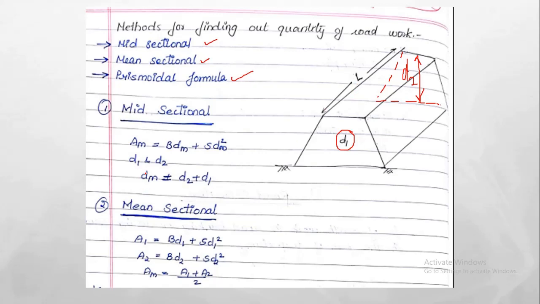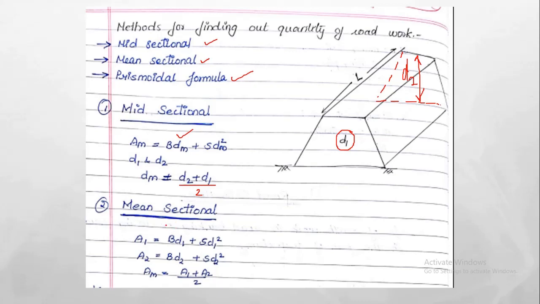So DM will be D1 plus D2. Actually, this is a mean, so it is D1 plus D2 by 2 only. You can consider this the average mean value of D, and you can put this value of DM in this formula, and finally you will get the average area AM.